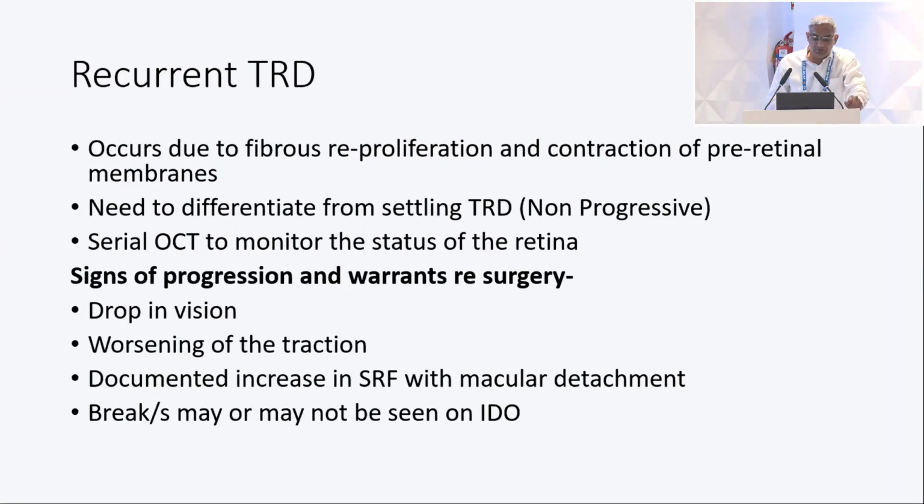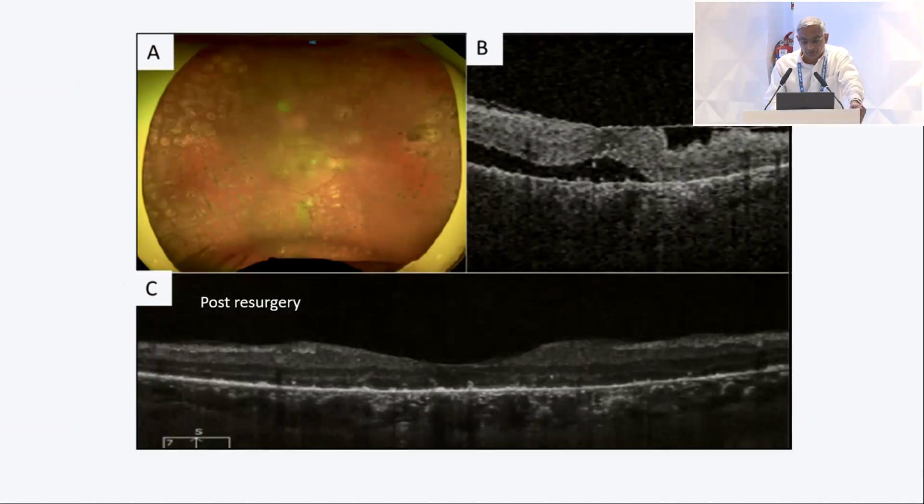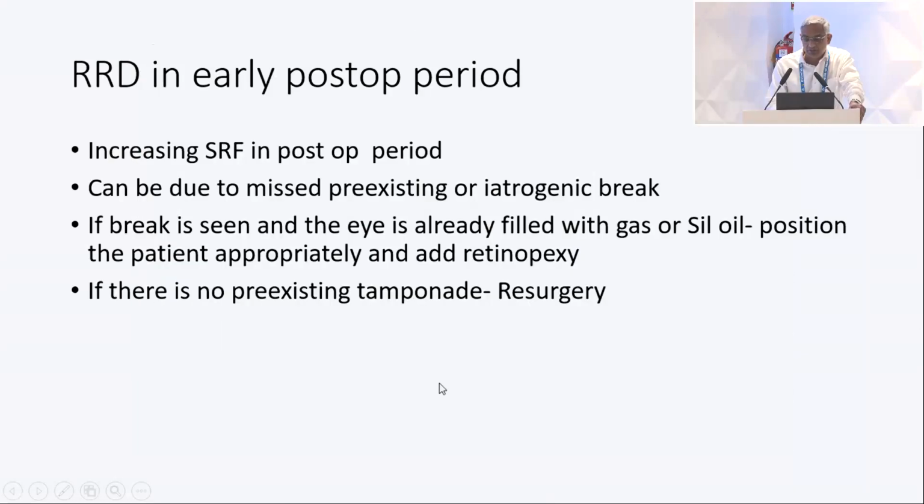So basically it happens due to fibrous reproliferation, contraction of pre-retinal membrane, and we need to differentiate them from a settling TRD, rather than a tractional detachment. Sometimes they can have tractional schisis, and you need to differentiate because those retinas may not settle totally, but it will not worsen further. So what you need to look for is a further drop in vision, worsening of the documented traction, or an increase in the subretinal fluid with a foveomacular detachment. Sometimes it is difficult to differentiate breaks in these eyes. This is one eye that has macular reproliferation, the retina was not settling down, but what you need here is to remove this membrane and this will eventually settle down.